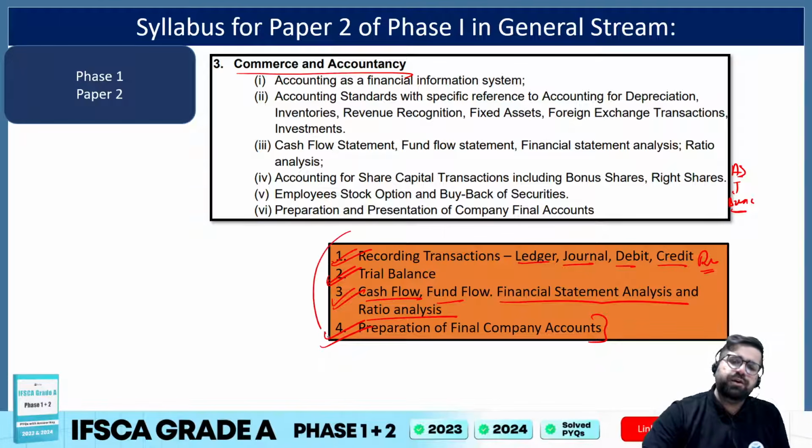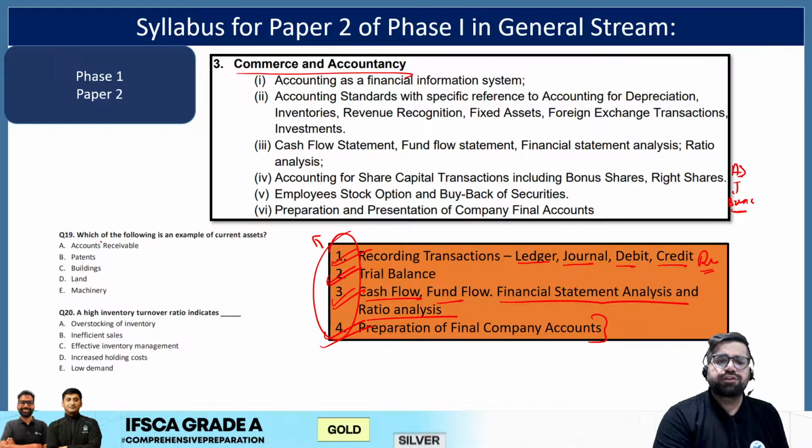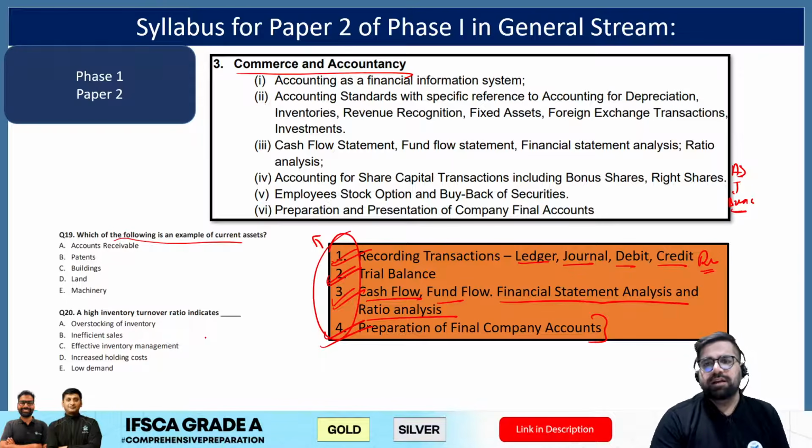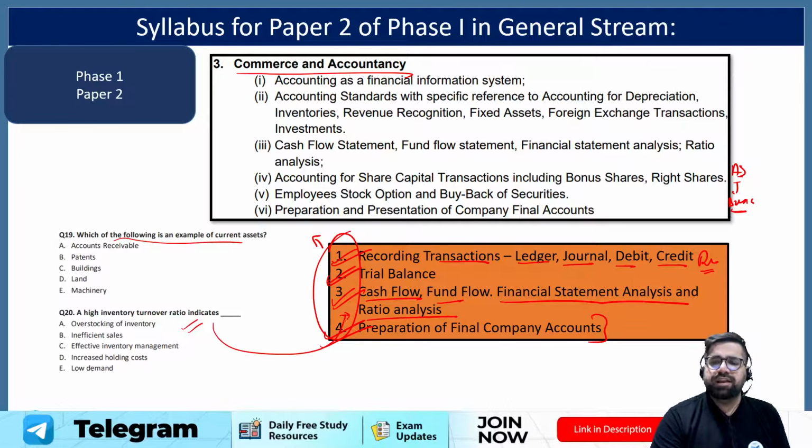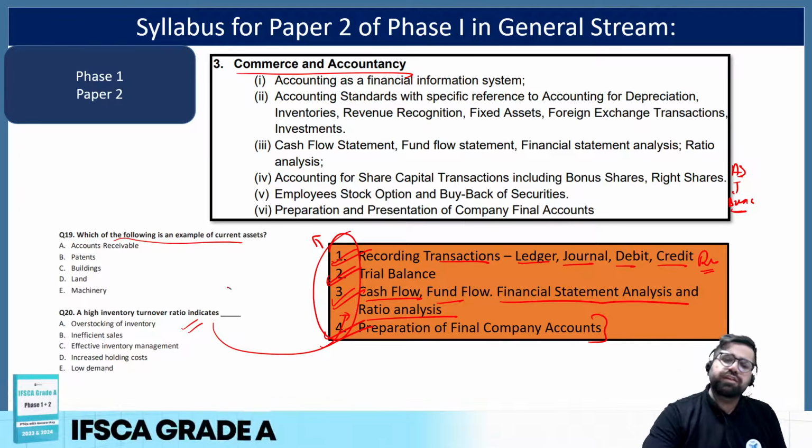Okay, but these are my top 4 chapters which will definitely make it to my cut of commerce and accounts. And see the questions. Which of the following is an example of current asset? This you will read in the very first chapter only, which is recording of transactions. High inventory turnover ratio has been taken from your ratio analysis. Now these questions are not tough.